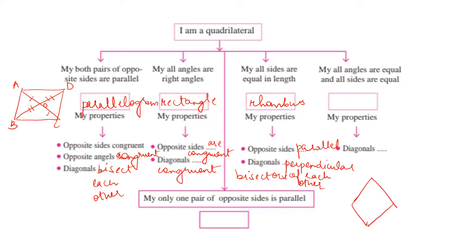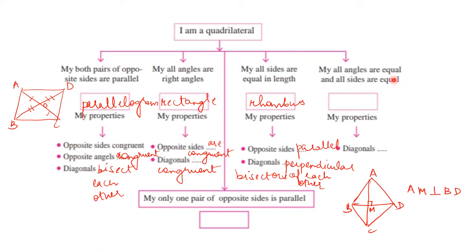Then the diagonals are perpendicular bisectors. So suppose ABCD is a rhombus and M is the intersecting point of the diagonals AC and BD. Then you can say that AM is perpendicular to BD. Okay. The next is where all angles are equal and all sides are equal.